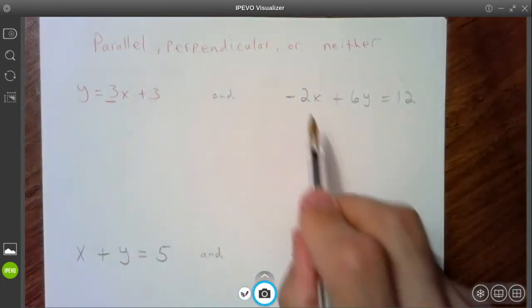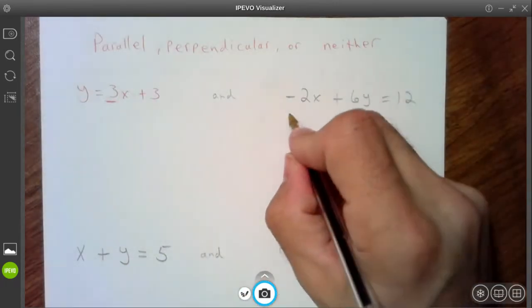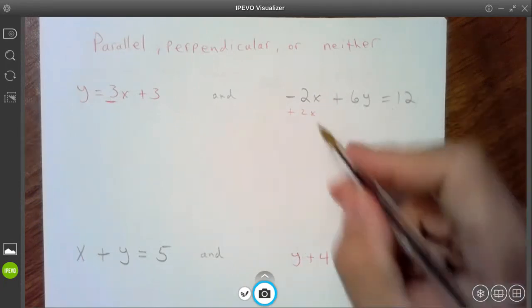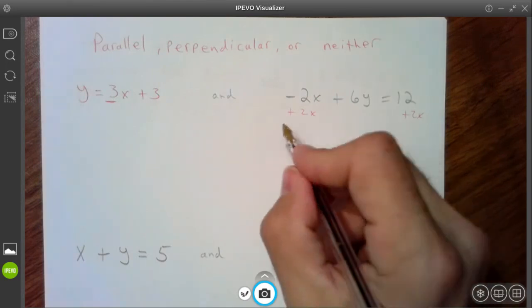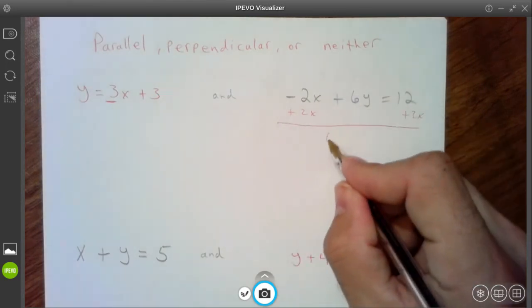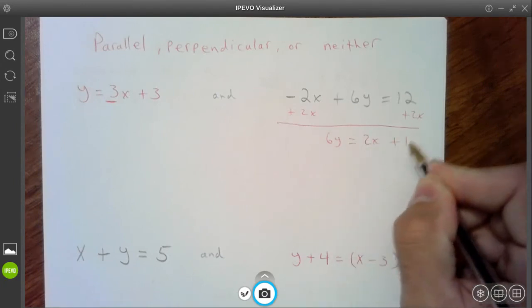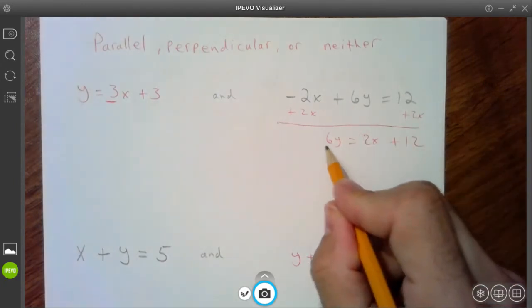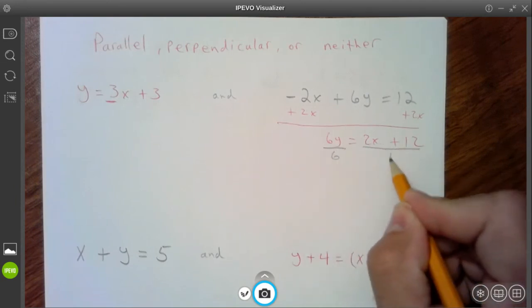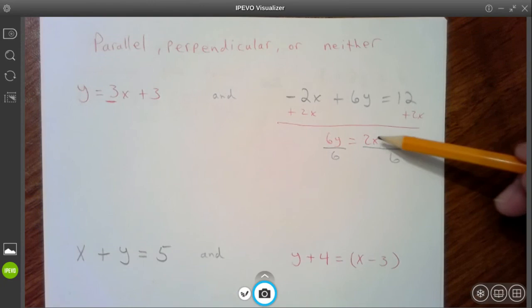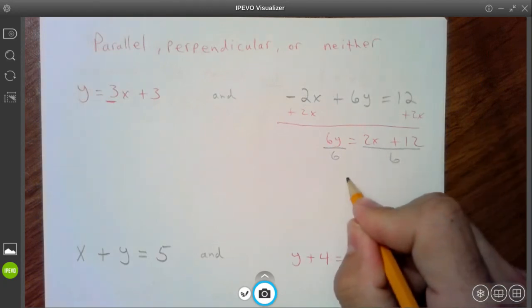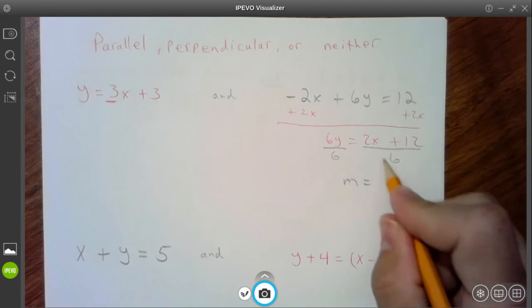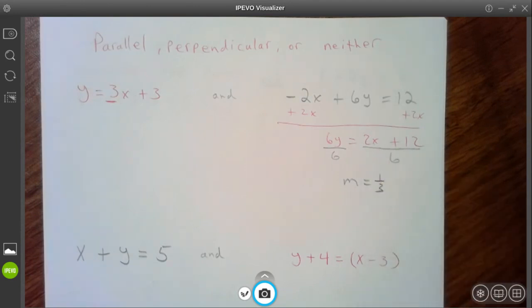All right, this one's already given to us. The slope is 3. For this one, we're going to have to move the 2x over, so plus 2x to cancel it out. That'll cancel. We'll get 6y is equal to 2x plus 12. And then divide by 6. So the only part we really care about here is this 2 and the 6. I don't really care about what the 12 divided by 6 turns out to be. This is going to give me my slope, my m, is going to be 2 over 6 or 1/3.